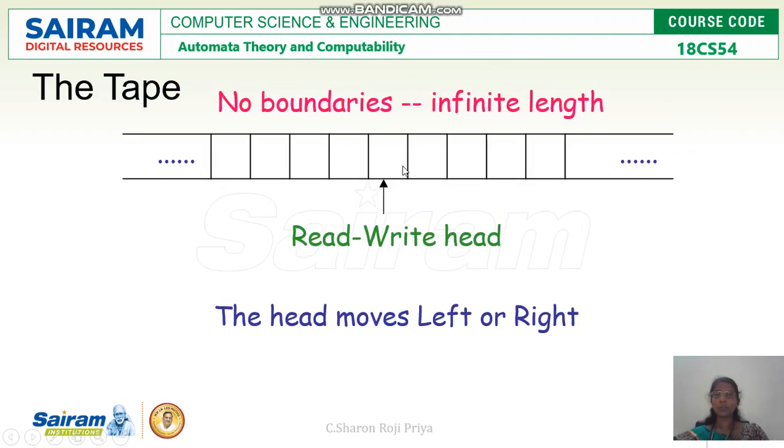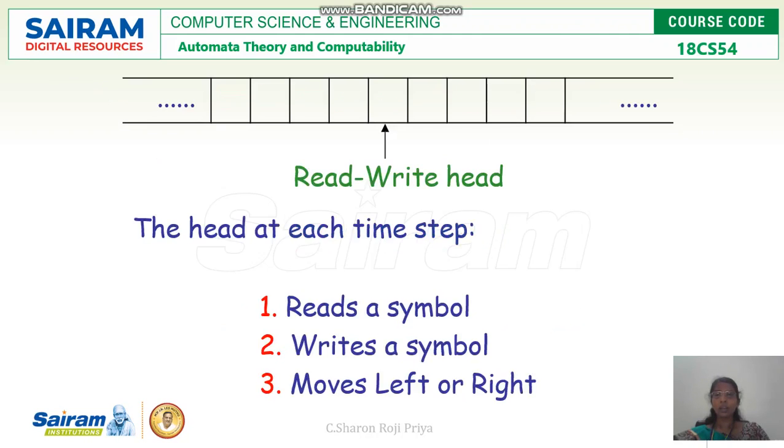The tape is infinite in length and is divided into small cells. Each cell can hold a single character. So there are no boundaries for my tape, as it is infinite in length. The cells of the tape are pointed to by a read-write head. This read-write head can move in either direction, left or right. At each time step, the head can read data from the cell or write into the cell. And after reading or writing, it can move either left or right.